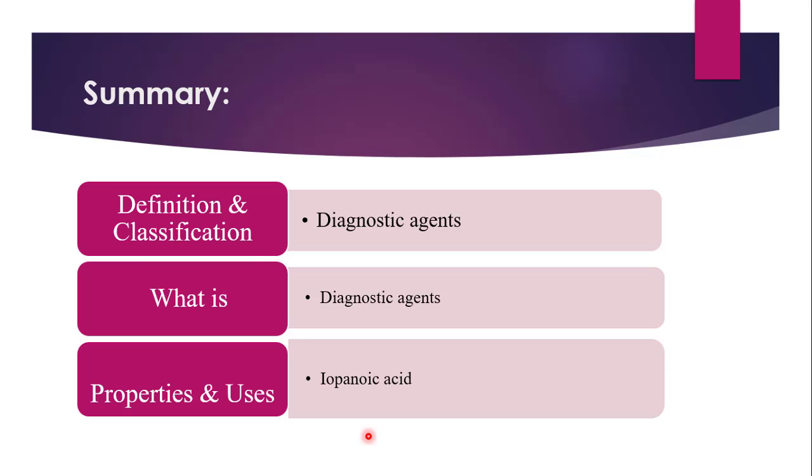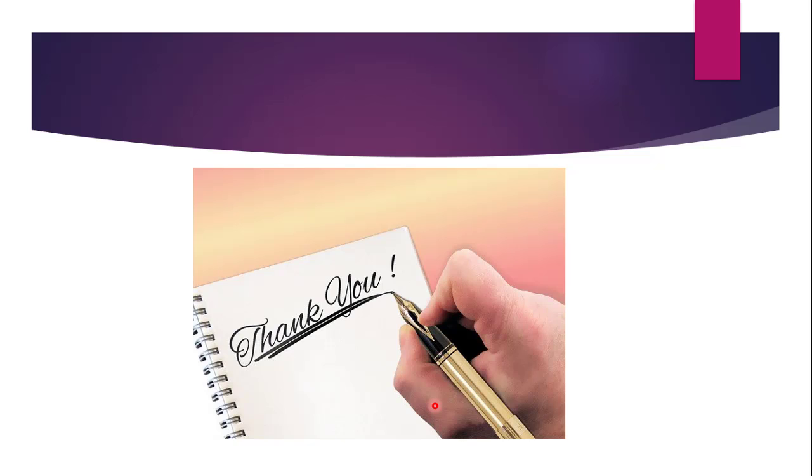You are supposed to study the uses properly, the classification and the definition. Only these 3 things are there to do in this lesson. So the definition and classification of diagnostic agents you are supposed to do. What is a diagnostic agent you are supposed to write down, and the properties and uses of iopanoic acid, along with the uses of all compounds which are used to test the functional capacity of organs, are important. So with this we finish the repeatedly asked questions from the chapter diagnostic agents.